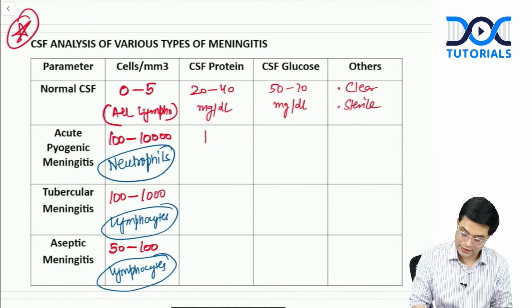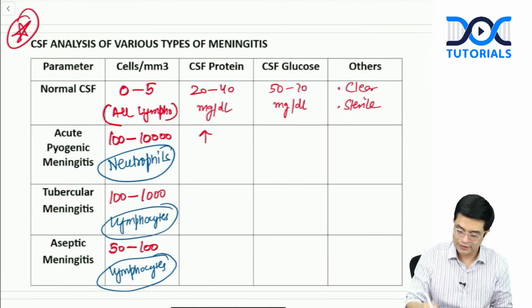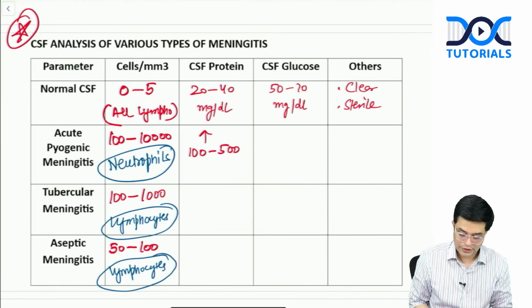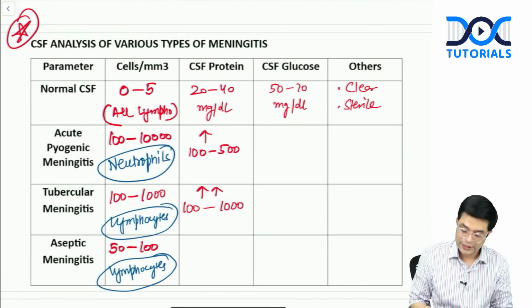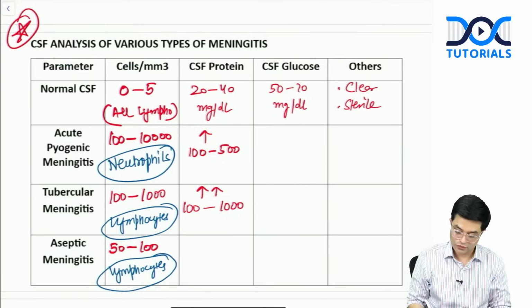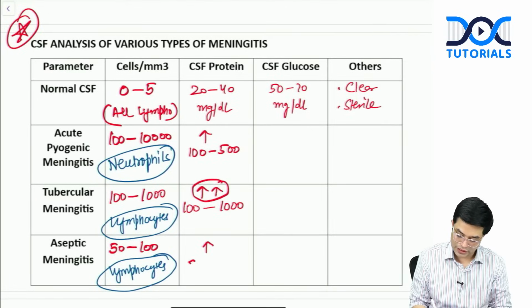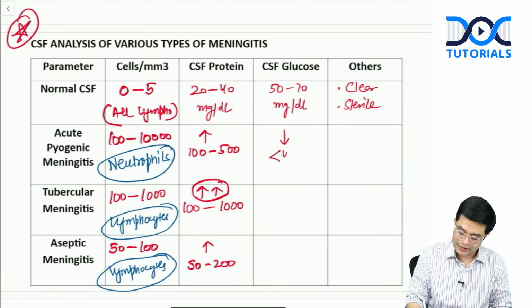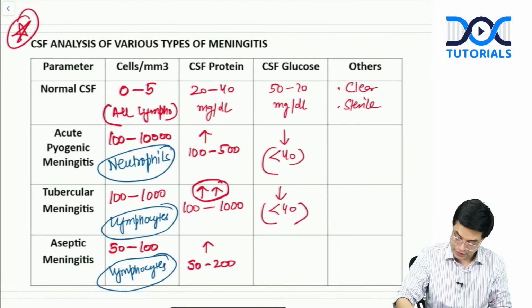CSF protein is elevated here, modestly elevated, so you will find 100 to 500. Tubercular में significantly elevated 100 to 1000, even 2000 milligram per deciliter can also occur. तो बहुत high elevation tubercular में होता है, and here it is a modest elevation 50 to 200. CSF ग्लूकोज रिड्यूस हो जाता है इसमें लेस देन 40, यहाँ भी रिड्यूस हो जाता है लेस देन 40, बट यहाँ पर नॉर्मल CSF ग्लूकोज इज फाउंड.